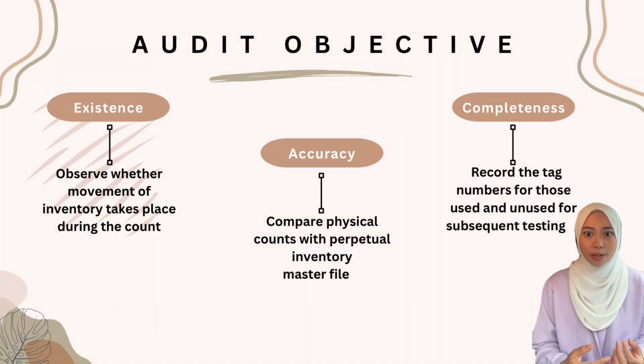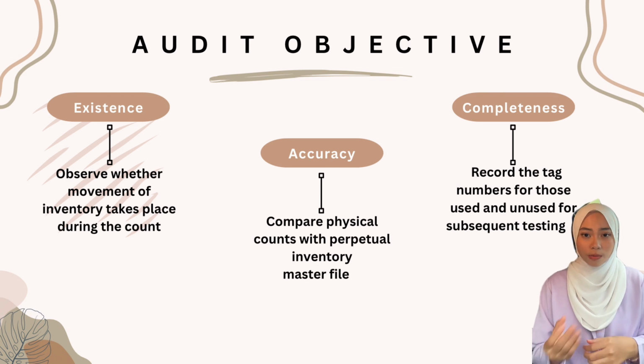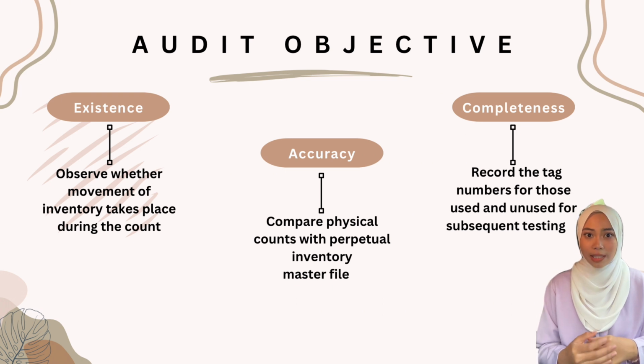Next are the objectives for this section. First is for existence, which is to observe whether movement of inventory takes place during the count. And second is completeness. Record the tag number for those used and unused for subsequent testing. Third is accuracy, which is to compare physical counts with perpetual inventory master file.